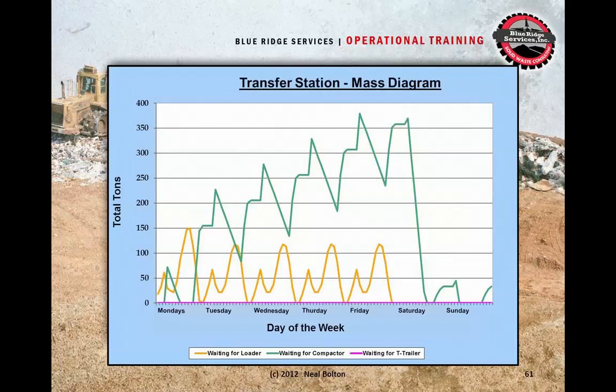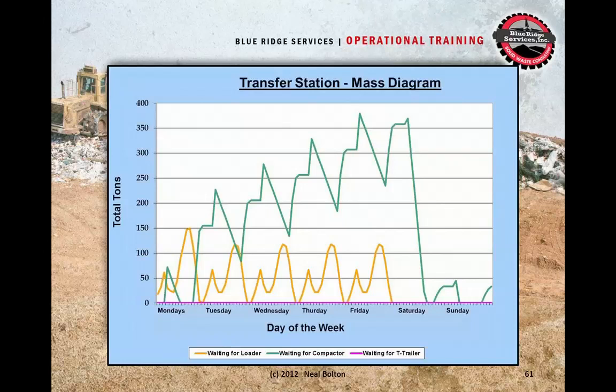And we found that we're never waiting for transfer trailers. That's not a bottleneck. We can get transfer trailers in way faster than we can produce trash. We also found that waiting for the loader was cyclical. We had times during the day when it was busy and it would slow down, and it was very, very consistent, almost a mirror image day to day. But the key thing is that we found that waiting to get that waste pushed into the big compactor so it could be compacted for load, that's the bottleneck in the system.